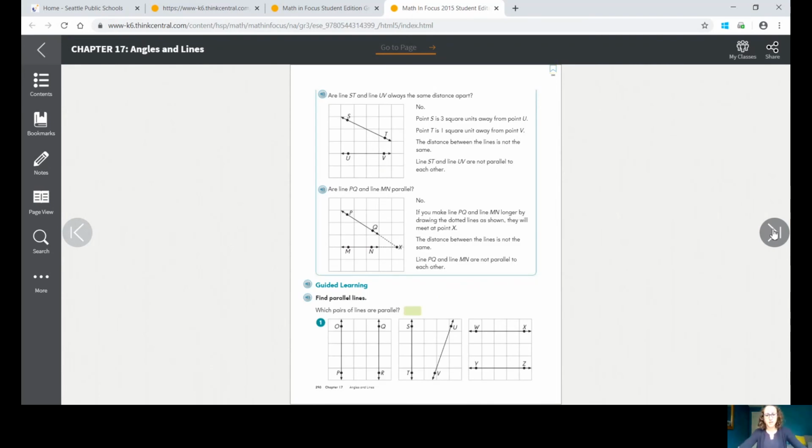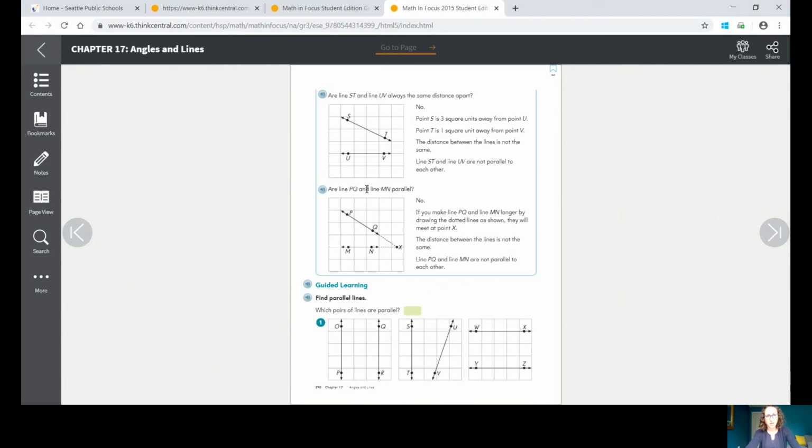Page 290, it says, are line ST and line UV always the same distance apart? Well, for this one, it says no, because point S is 3 square units away from point U here, and point T is 1 square unit away from point V. So the distance between the lines is not the same. So line ST and UV are not parallel to each other. They will meet, they will intersect pretty shortly after off this grid paper.